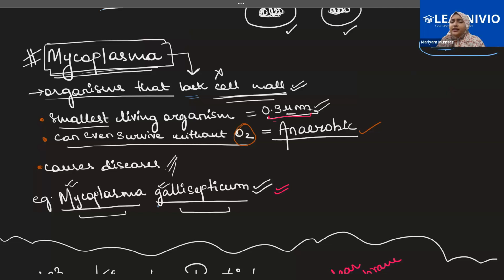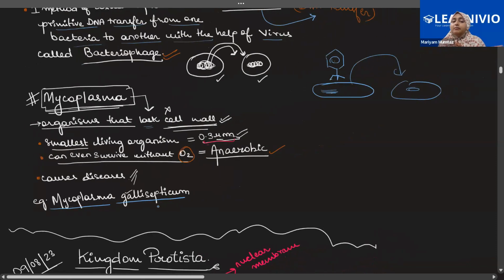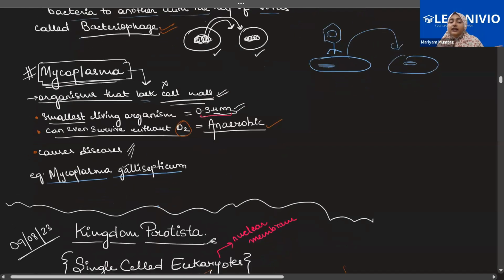Now, mycoplasma are not of any use to human beings, but they cause many diseases. The most famous example of mycoplasma is Mycoplasma gallisepticum. This is the greatest example of mycoplasma. So with this, we have completed the whole entire kingdom Monera.